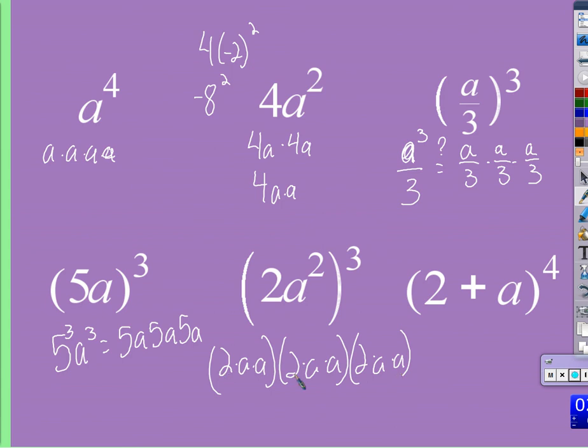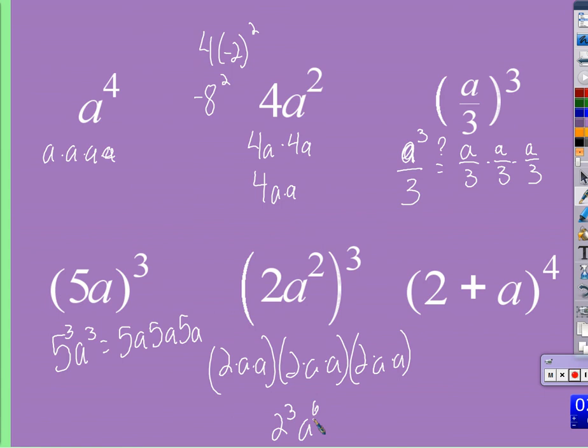So what do we have? We have 2 times 2 times 2, that's 2 to the third. And a times a times a times a times a times a, how many a's is that? 6. We have 6 a's. Multiply 6 a's together, a to the 6th. Right? Leave it there.